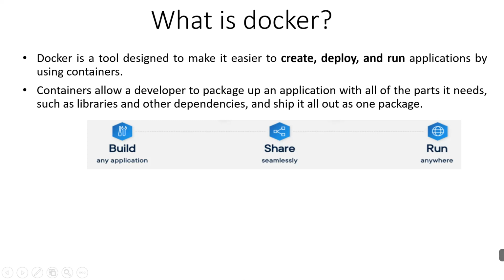So this is the diagram, you can see here. First, what happens? Build. Build means create the application. Share means deploy it in any environment. And then run the application. It's a simple thing, two or three steps: first build the application, then share and run the application. Seamlessly, it can be shared anywhere and run on every platform.